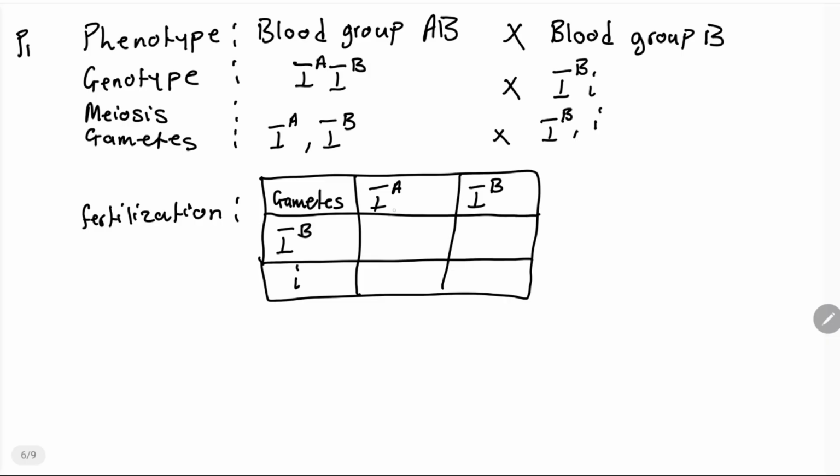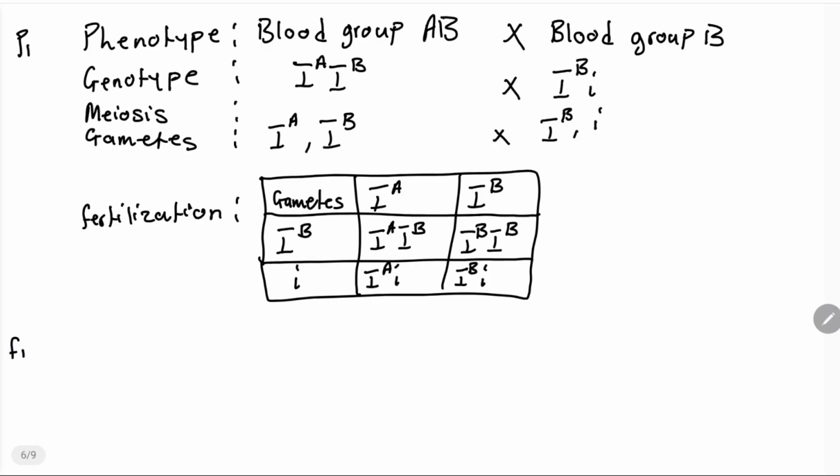Now in this box, we're going to cross the allele for blood group A and the allele for blood group B. So it is going to be capital letter I, capital letter A, capital letter I, capital letter B. In this box, we're going to cross the allele for blood group B and the allele for blood group B. So it is going to be capital letter I to the exponent of capital letter B, capital letter I to the exponent of capital letter B. In this box, it is going to be the allele for blood group A and the allele for blood group O. So here it is going to be capital letter I to the exponent of capital letter A, small letter I. In this box, it is going to be the allele for blood group B and the allele for blood group O. So it is going to be capital letter I, capital letter B, small letter I. That is the genotype of their offspring, right?